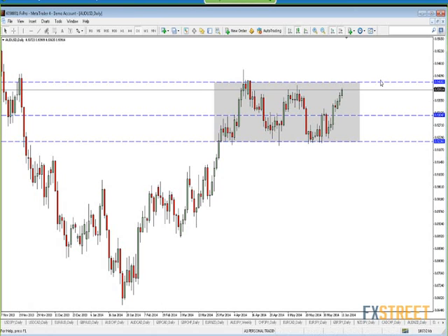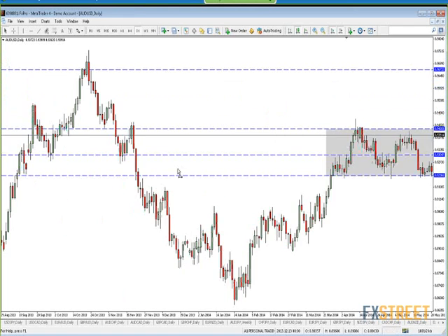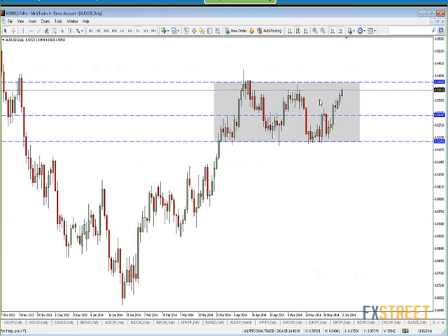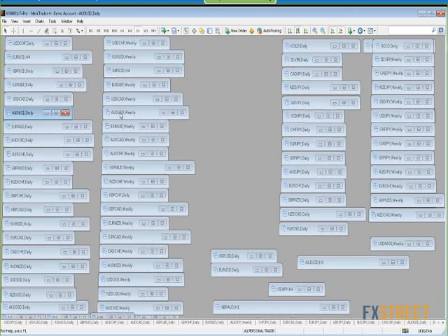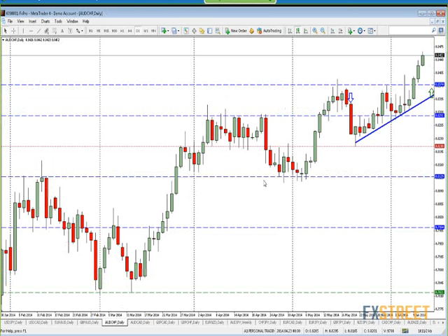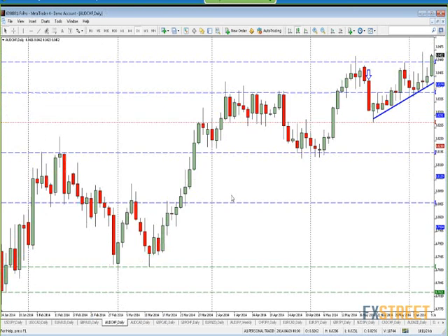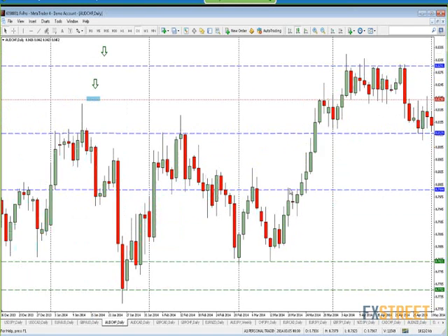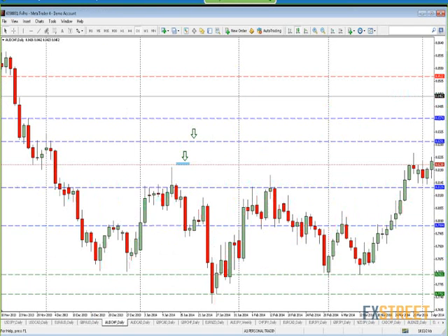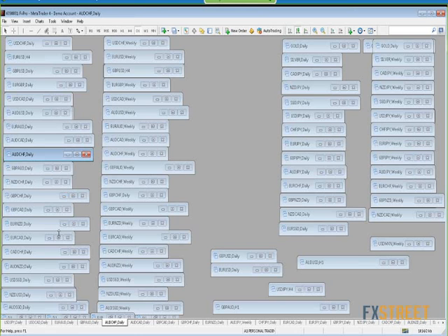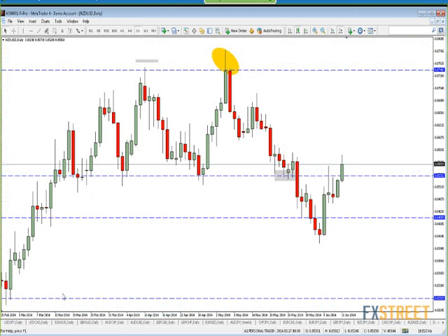Pregnant tail. Let's see if we can find one. I think the 4-hour Euro Aussie has some. Aussie New Zealand. Okay, New Zealand. Someone says the New Zealand dollar. We'll see. Not really.